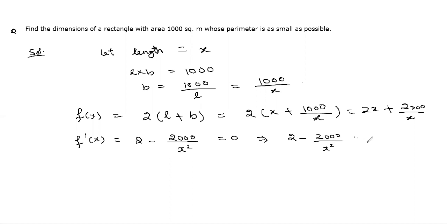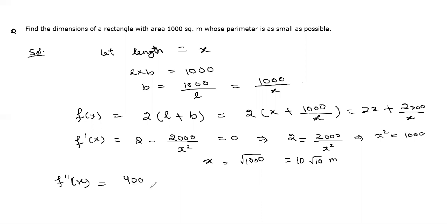So it gives me 2 equals 2000 over x square. So it gives me that x square equals 1000, and x will be the positive root of 1000, which is 10 root 10 meters, because the area is in square meters, so the length will be in meters. Now finding the second derivative. The second derivative of 2 minus 2000 over x square is 4000 over x cube.